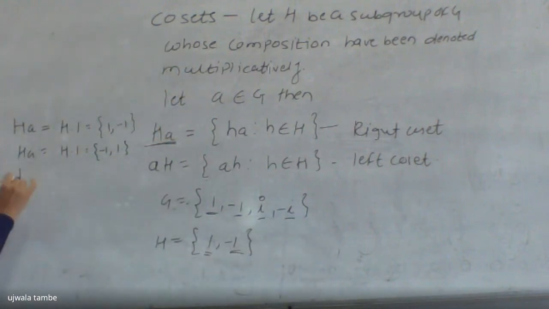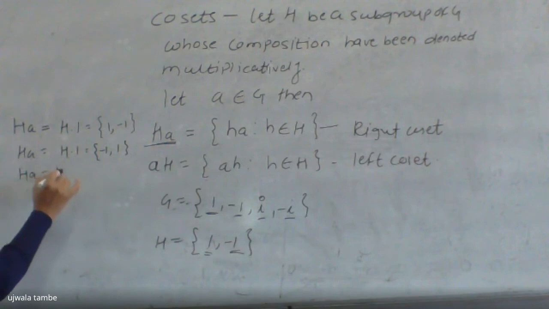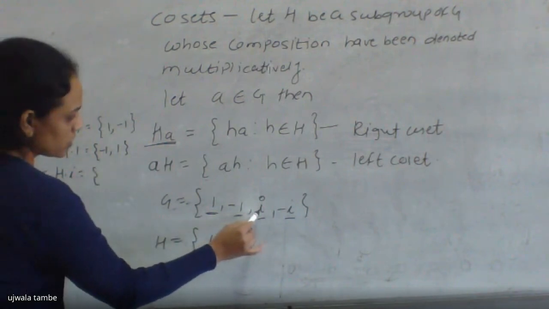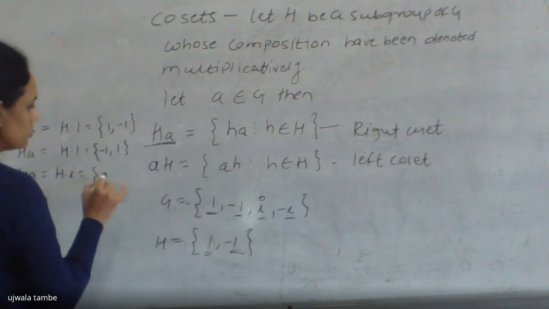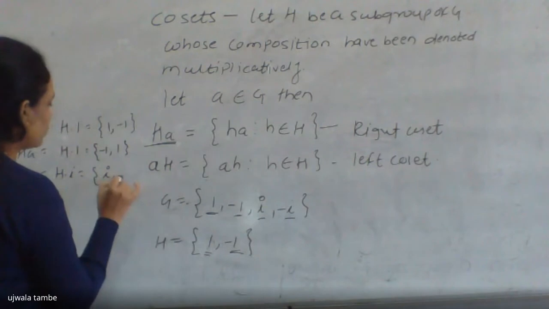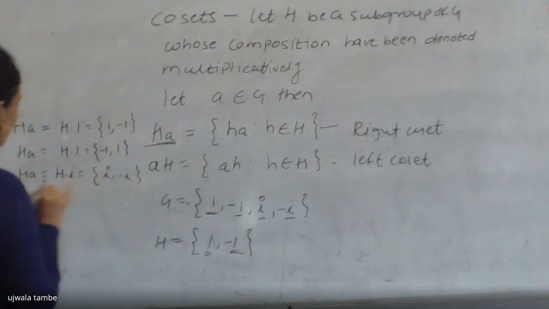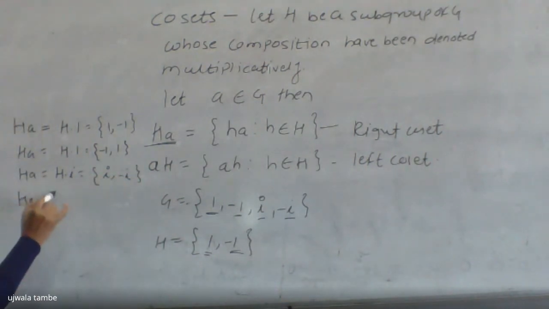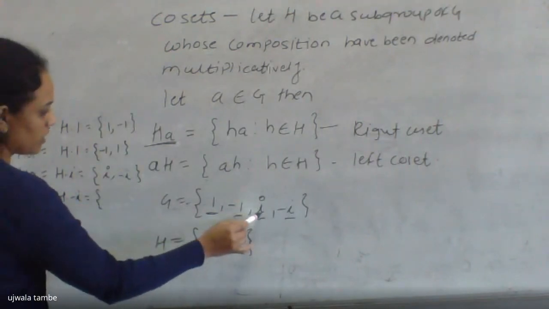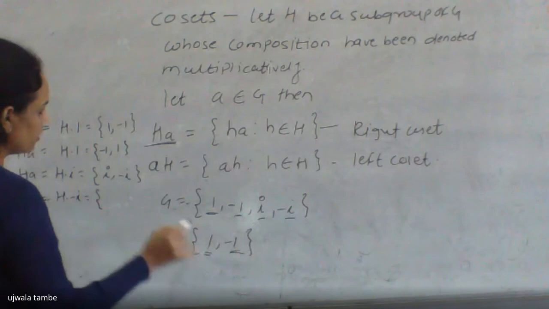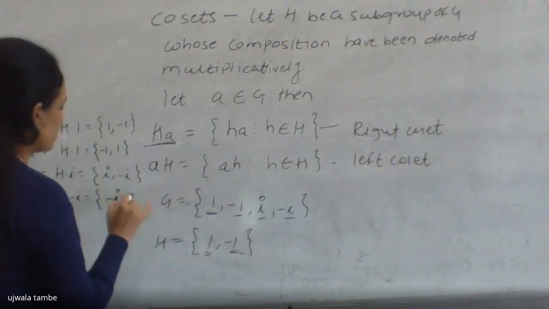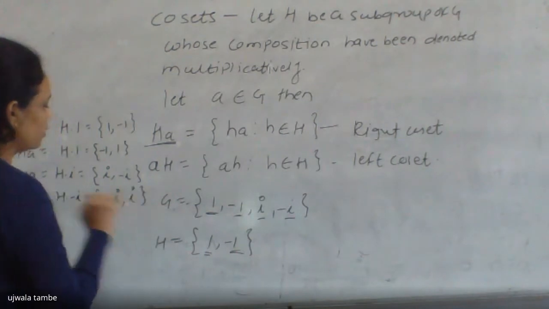So again HA, that is H into i. So for this, i into 1 gives i and minus i into 1 gives minus i. Okay. Then again HA is equal to H into minus i. So again minus i into minus 1 gives us minus i and minus 1 into minus i gives us plus i.